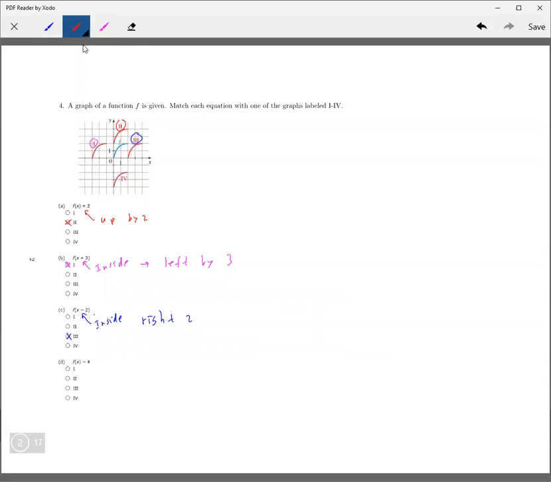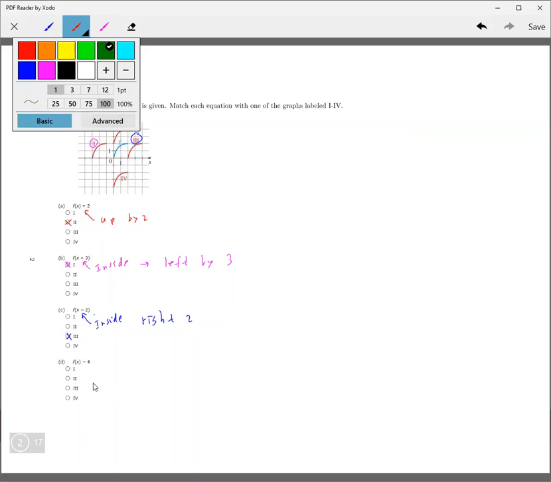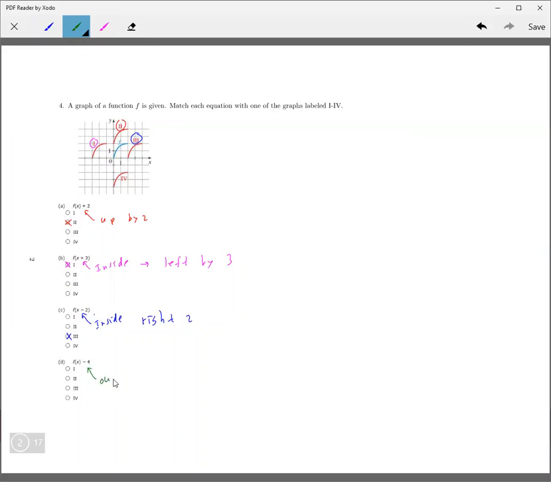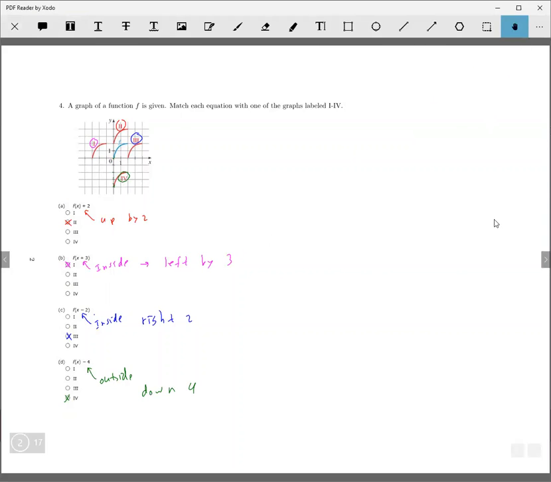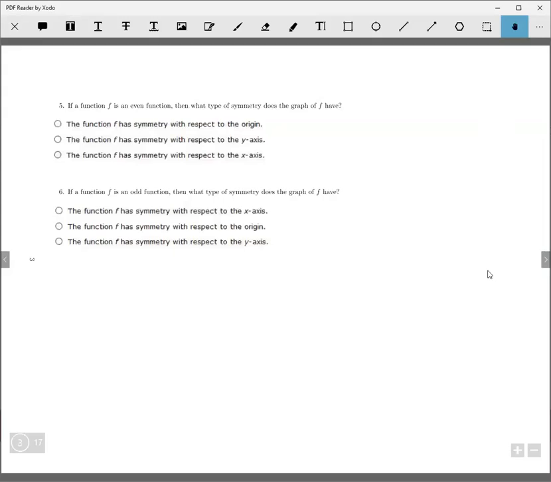And then finally, we have this one. This is outside. So that's going to be down. So that means it's vertical, down 4. And that's going to be this one. Because that's been shifted down by 4. 1, 2, 3, 4. That point went down 4. Everything went down 4. Okay, so that's an example right there.